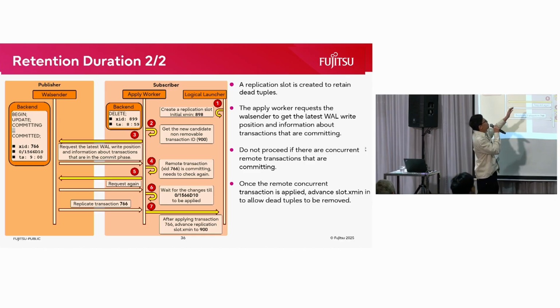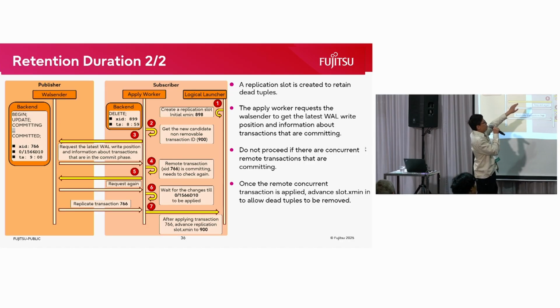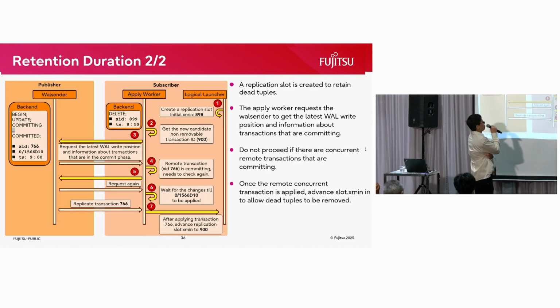The apply worker will periodically choose a new candidate non-removable transaction ID, but it does not directly advance it to the slot. Before advancing, it will first request the walsender to reply with the latest WAL write position and the information about transactions that are in the commit phase.